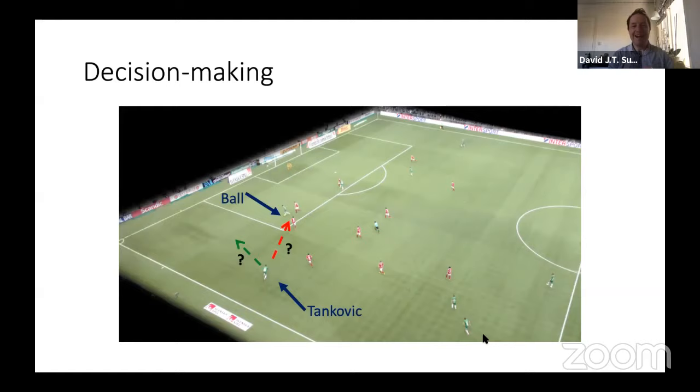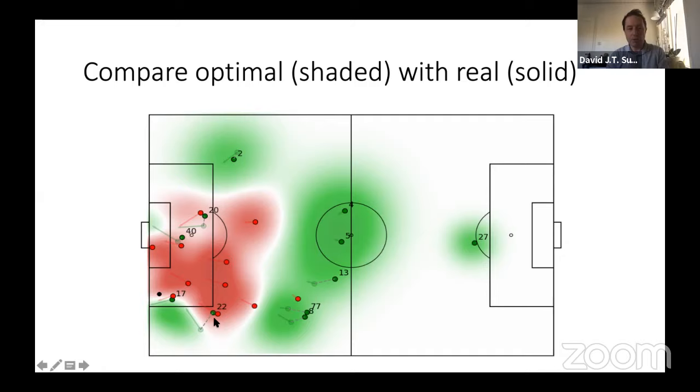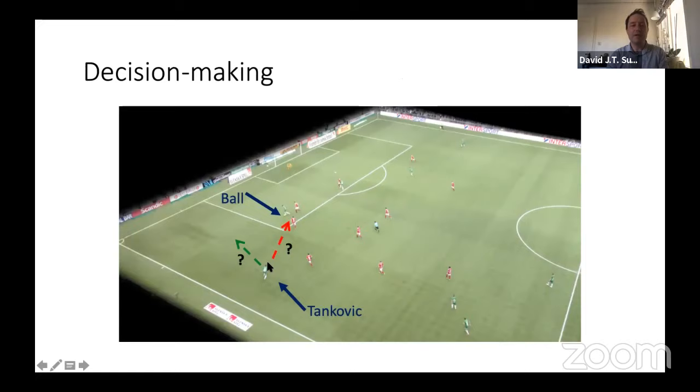Okay, so let's get to this. So decision-making, this is in a particular situation, which was in the figure at the start. This is Tankovic. He has to make a decision where he's going to run to. It's Vida who's got the ball in this particular situation. And what we can look at is we can compare the optimal positioning with their actual positioning. So in this particular situation, Tankovic took a run towards the box.